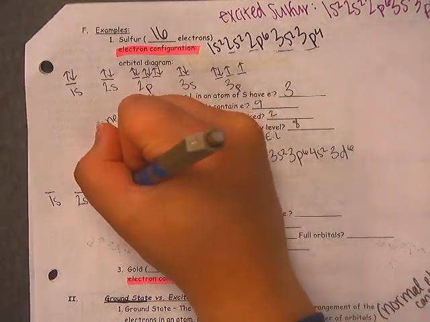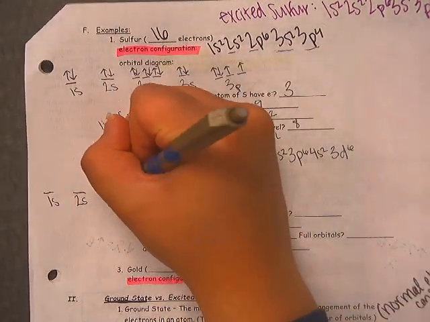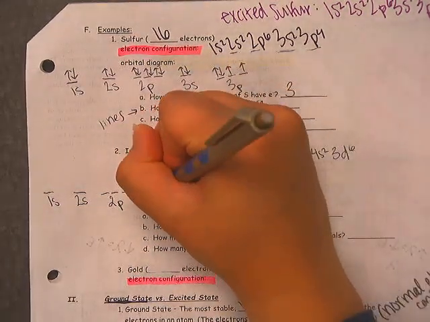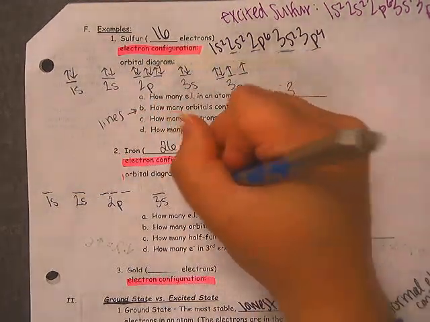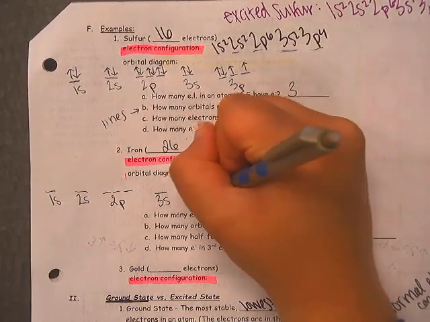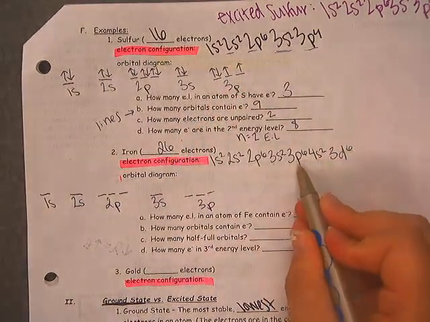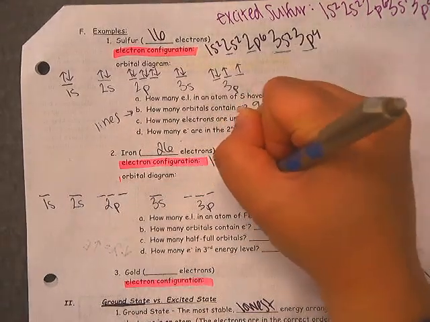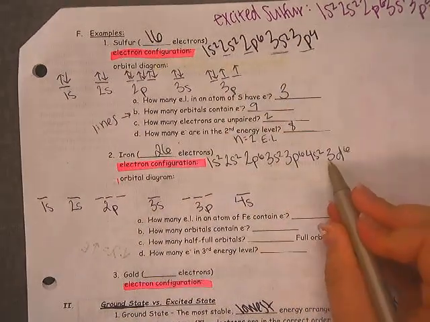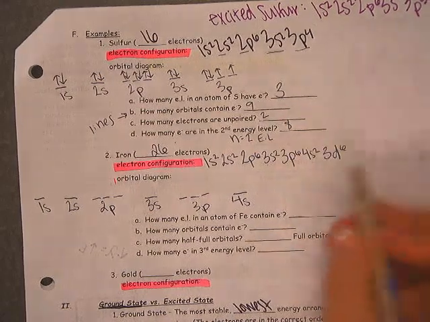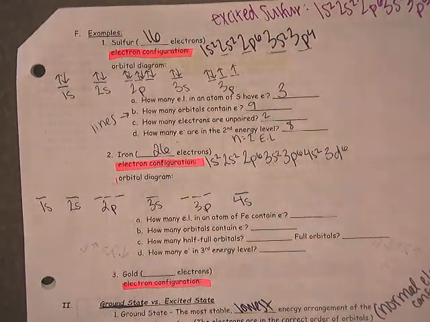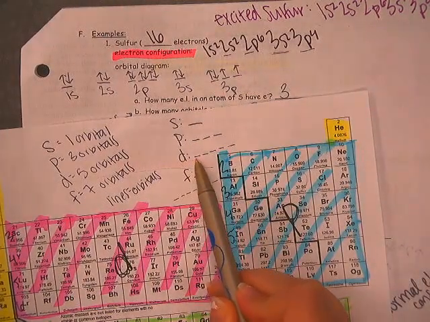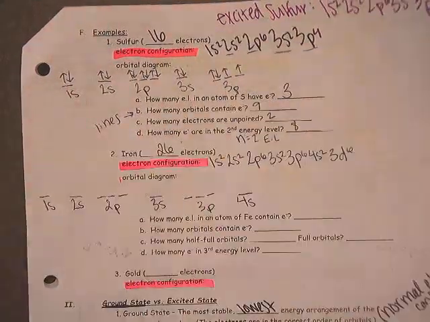2p has 3. 3s has 1. 3p has 3. 4s has 1. And then 3d has, how many lines would I draw for 3d? 1, 2, 3, 4, 5.